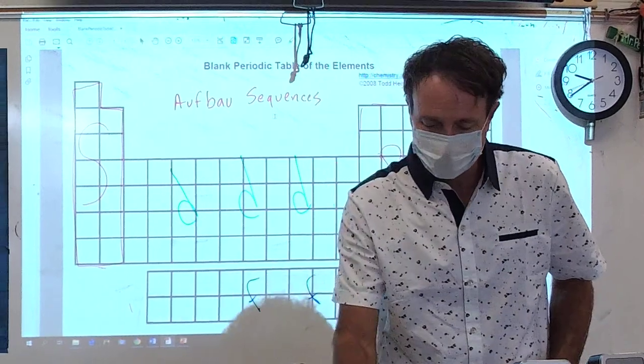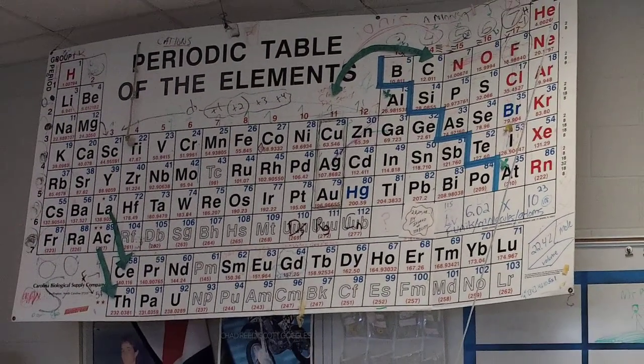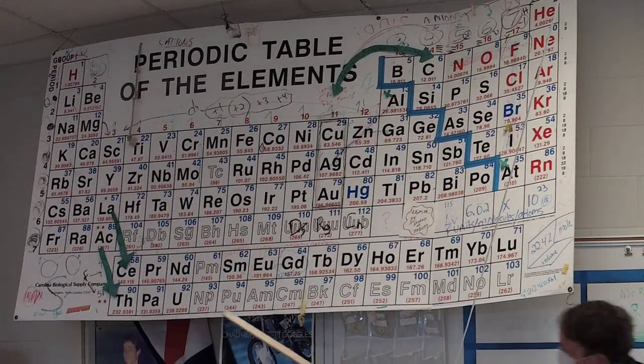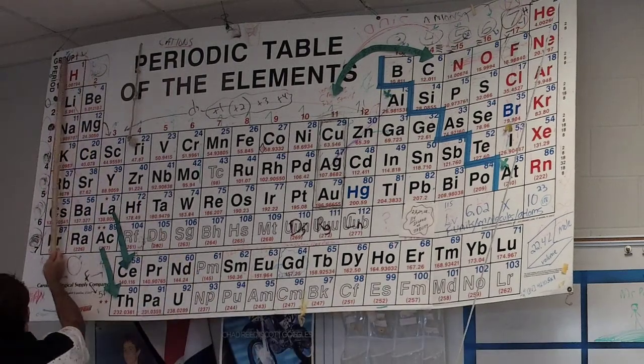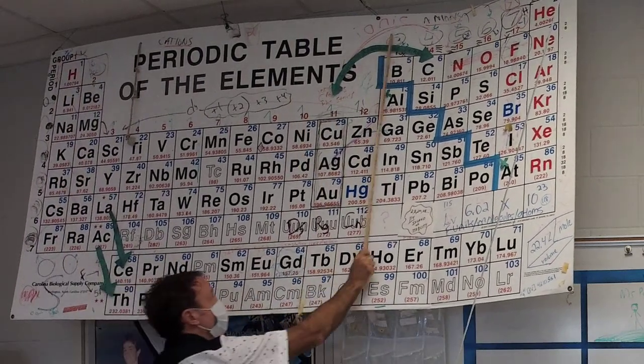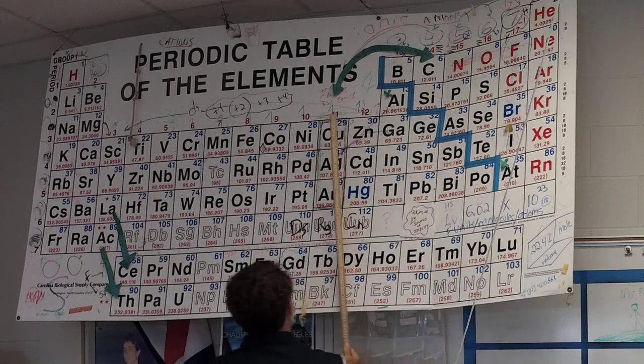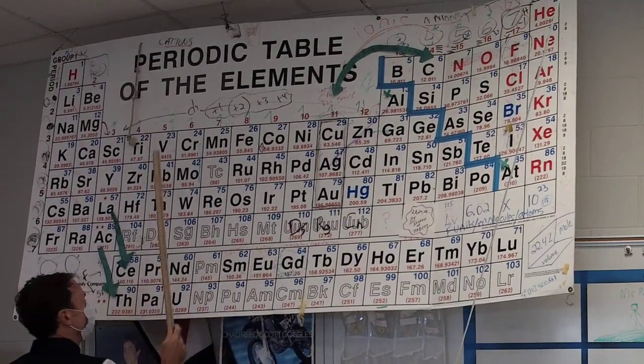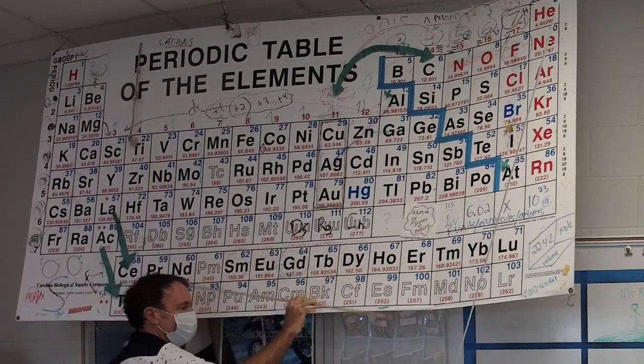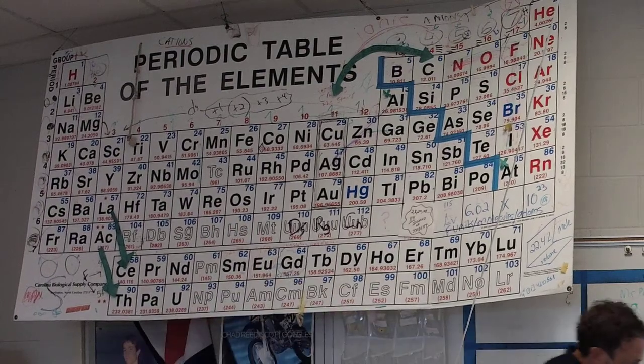So looking at the real periodic table, these 2 are the S's, these 6 are the P's, these 10 in the middle are the D's, and these 14 on the bottom are the F's, okay?